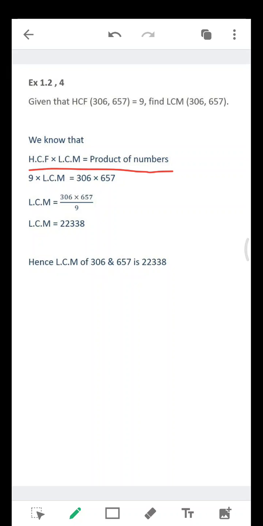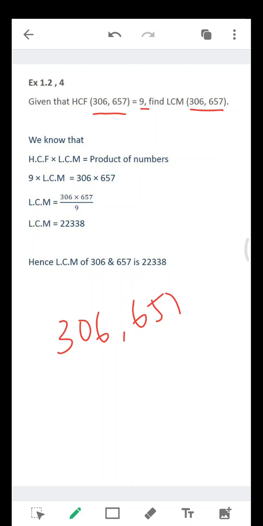Now given that SCF of these two numbers, this is fourth question, SCF of 306 and 657 is 9. We have to find LCM, so there is no need for you to put these numbers in this way and find the LCM or do by prime factorization method. You have a relation. Okay, SCF is given to us. These are the two numbers, 306 and 657 are two numbers. SCF is given, we need to find LCM. So very simple, we can find it by using this relation also.